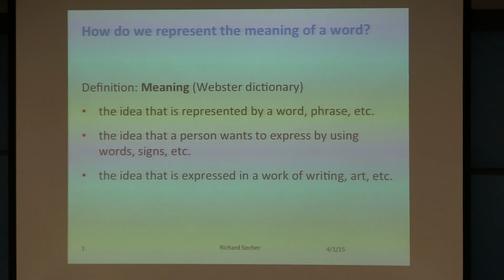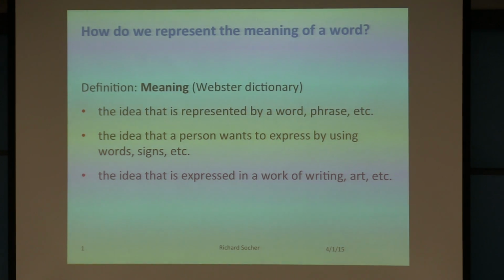So we can look at the definition of the meaning of a word. According to the Webster Dictionary, the first brief summary is the idea that is represented by a word or a phrase. Another alternative meaning is the idea that a person wants to express by using words or signs. So now we're including signs. So even if you can't speak, you can still try to express a meaning. And the third one is the idea that is expressed in a work of writing or art. So then it includes art. If you just quickly read those, they might all sound kind of similar.